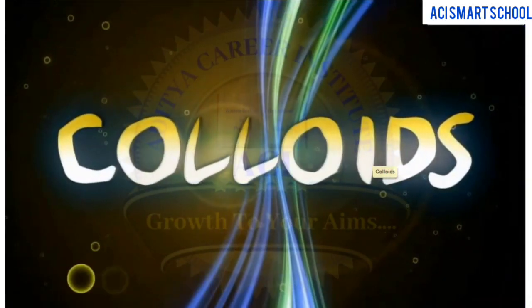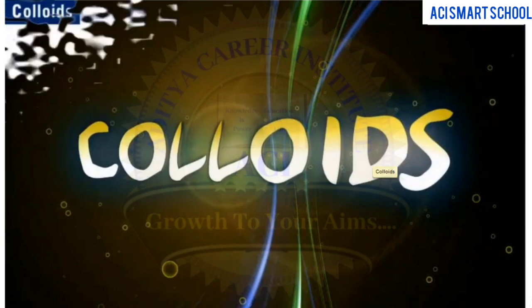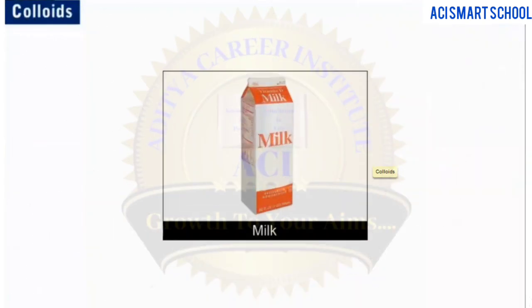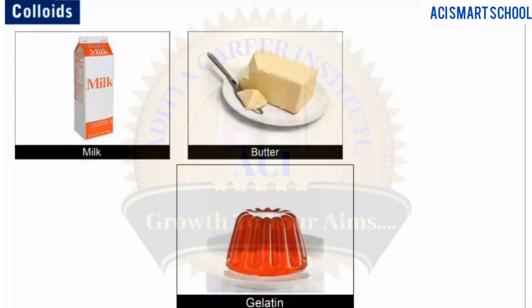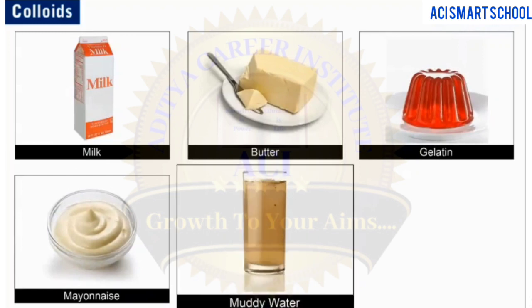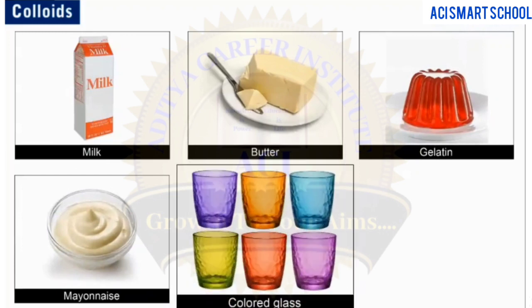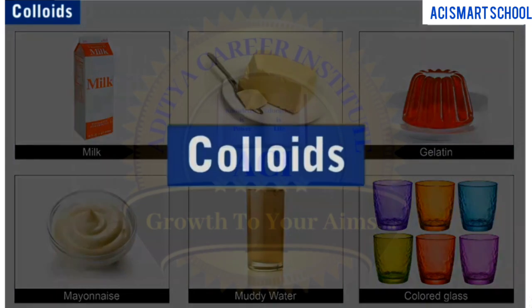In this module, let us study about colloids. Substances like milk, butter, gelatin, mayonnaise, muddy water, and colored glass are examples of colloids.